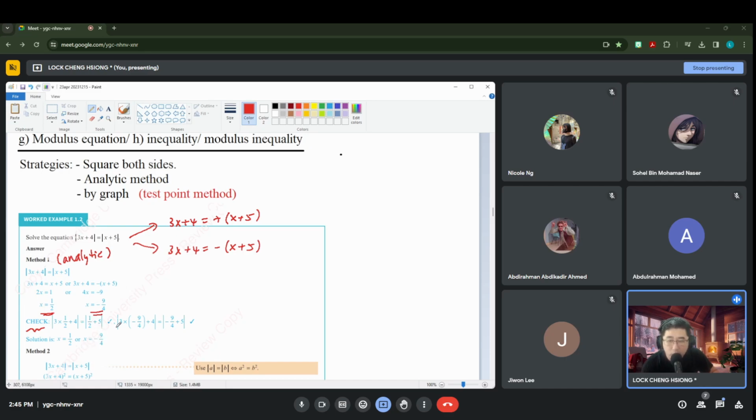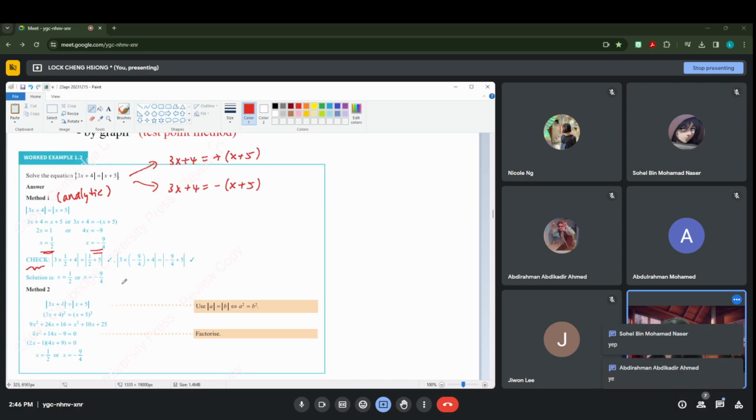If left equals right, then we accept it. If the left does not equal the right, then we reject it. So this is the analytic method. So far, acceptable? Okay. Then we have method 2.